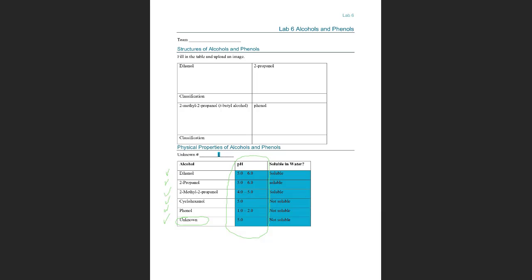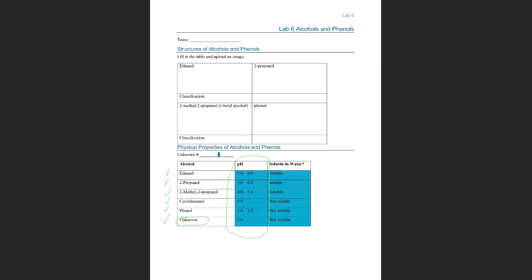You basically place a drop on a piece of pH paper, and depending on the color that you obtain, you will have a scale, and you will write the pH of each alcohol.